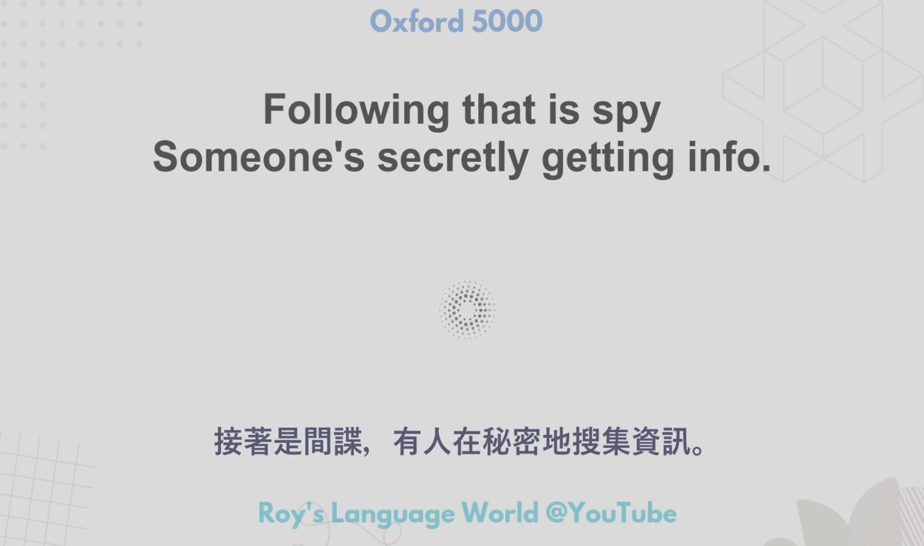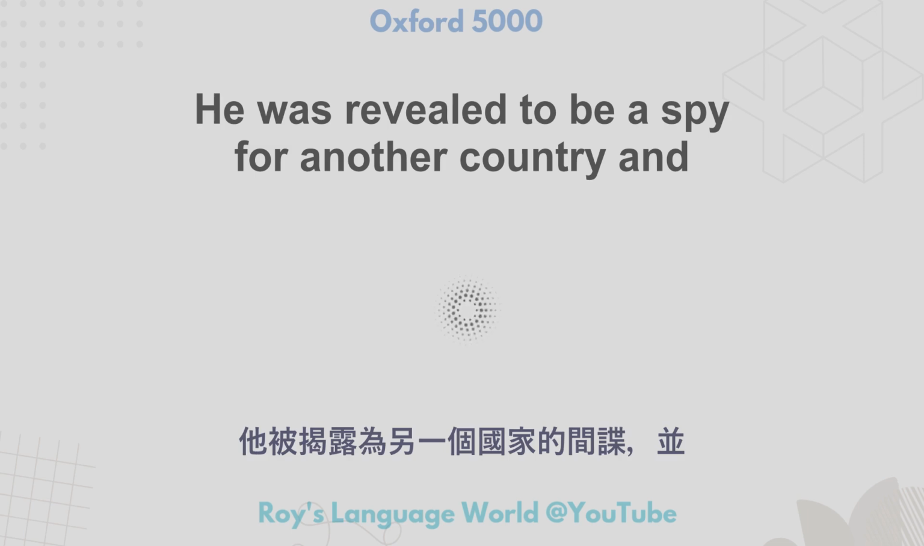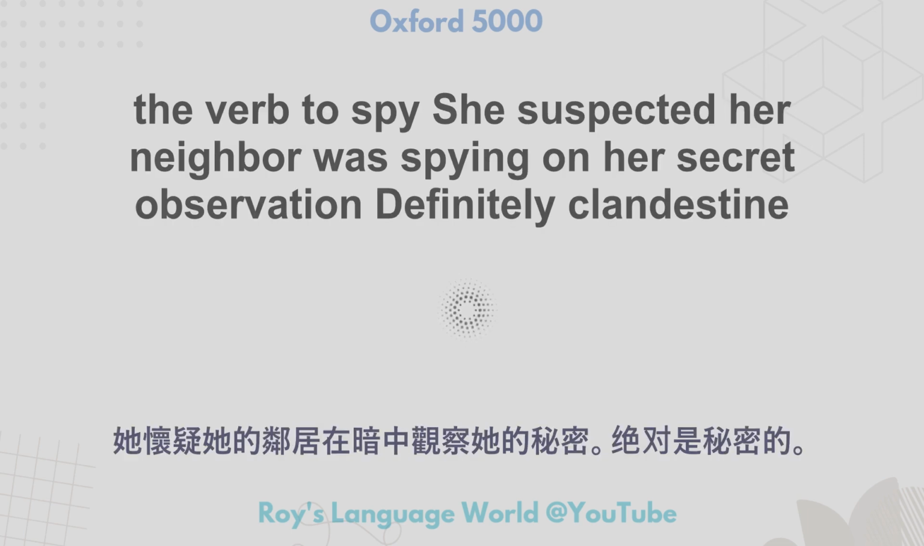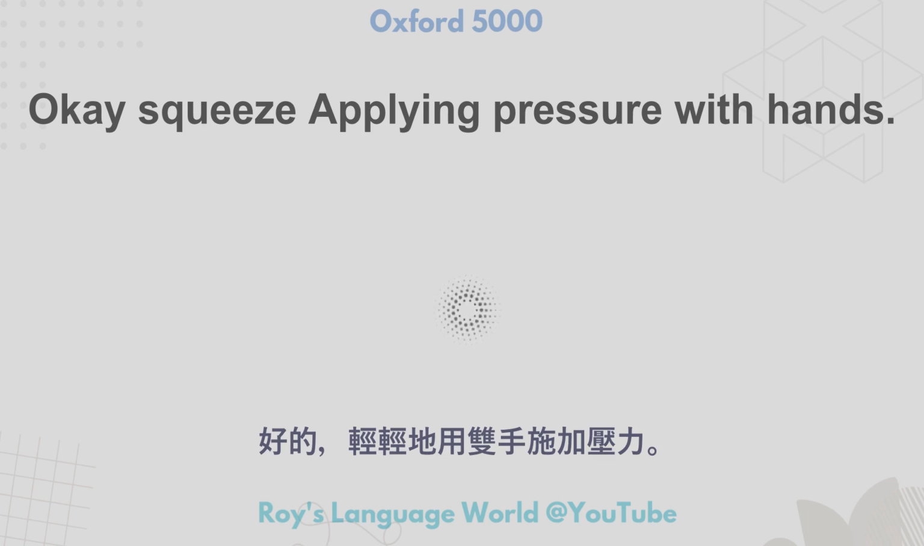Right. Following that is spy. Someone secretly getting info. He was revealed to be a spy for another country. And the verb to spy? She suspected her neighbor was spying on her. Secret observation. Definitely clandestine. Okay, a squad. Small team working together. Like police or sports? Exactly. The police squad arrived quickly. Or the football squad trained hard for the match. Focus group, common goal. Okay.